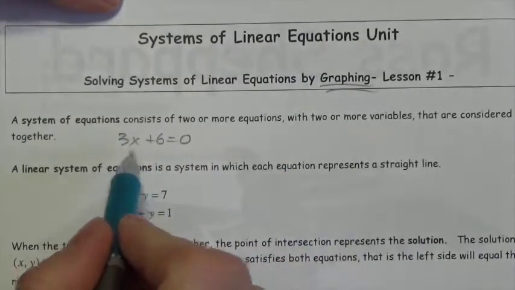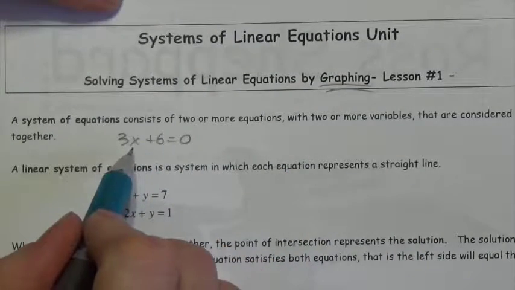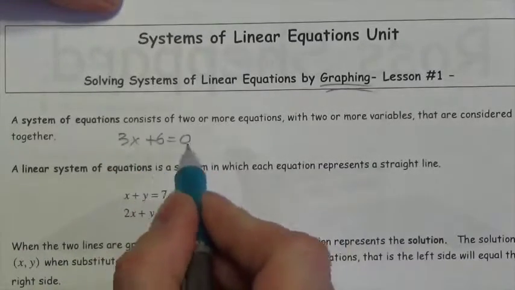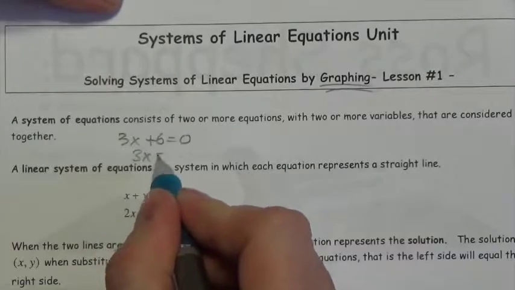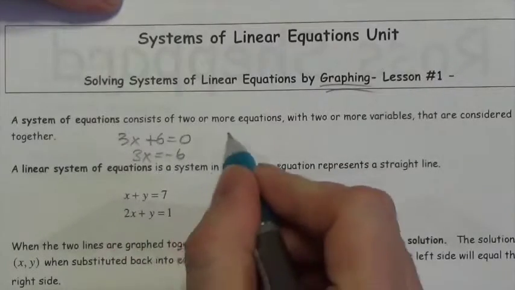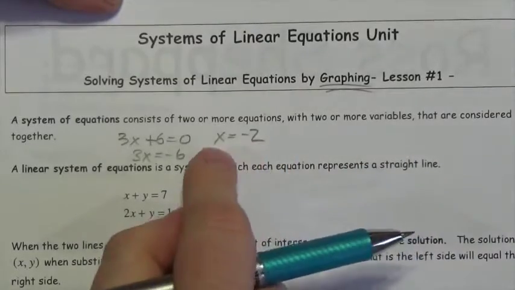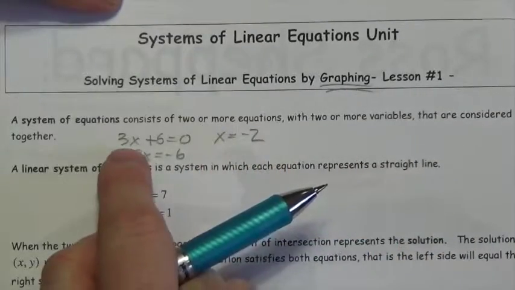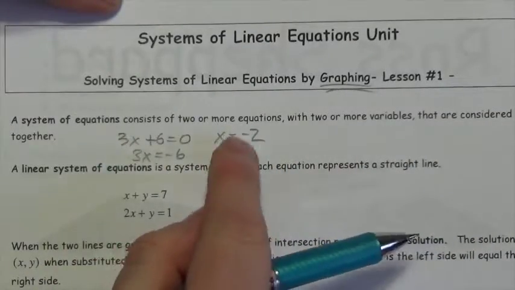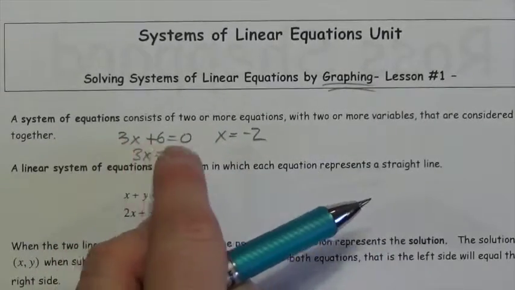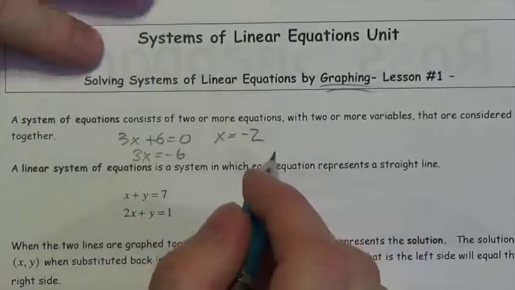I've got one equation, one unknown, but there's enough information here for me to solve this. I would move the 6 over and get 3x = -6. Divide by 3 and I get x = -2. I have now figured out the value of that variable that makes this a true statement. If you plug -2 in there, 3 times -2 is -6, plus 6 is 0. So the left side does equal the right side.